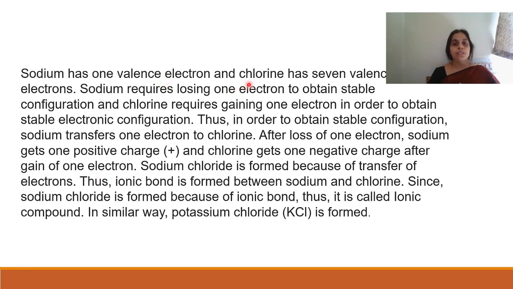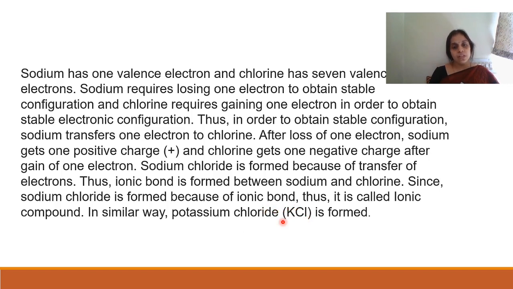Sodium has one valence electron and chlorine has seven valence electrons. Sodium loses one electron to become stable, and chlorine gains one electron to become stable. Thus, in order to obtain a stable configuration, sodium transfers one electron to chlorine. After losing one electron, sodium becomes positively charged, and chlorine, after gaining one electron, becomes negatively charged. So there is a cation formation and an anion formation. Thus, an ionic bond is formed between sodium and chlorine, since sodium chloride is formed.